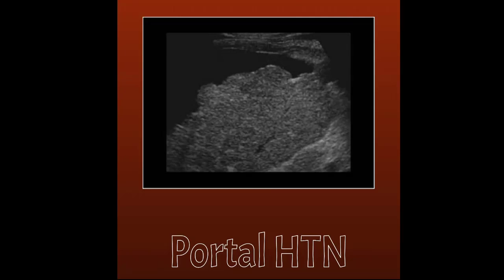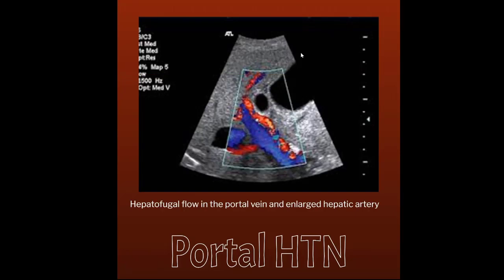So here again we have that cirrhotic liver. We have the scalloped edges, coarse echotexture, we have ascites around it, and we have the shrunken right lobe in this image. So cirrhotic liver is very common with portal hypertension. In this image, we are seeing the portal vein coursing into the liver.